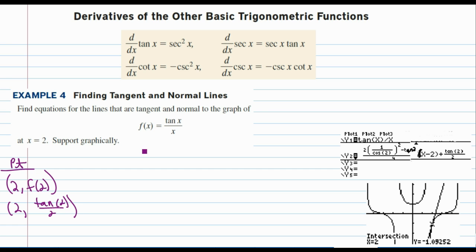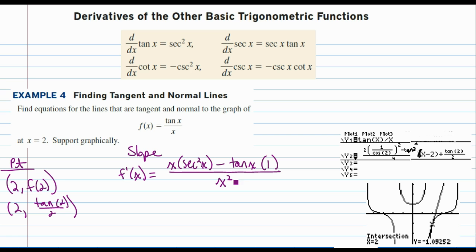Now as far as the slope is concerned, I need to find the derivative. F prime of x, that is going to involve the quotient rule, so I'll leave the denominator alone, multiplied by the derivative of the numerator, so that's secant squared. Minus, now leave the numerator alone, multiplied by the derivative of the denominator, which is just 1, and then all over denominator squared. So f prime of 2 is, let's see, 2 secant squared of 2 minus the tangent of 2 all over 4.